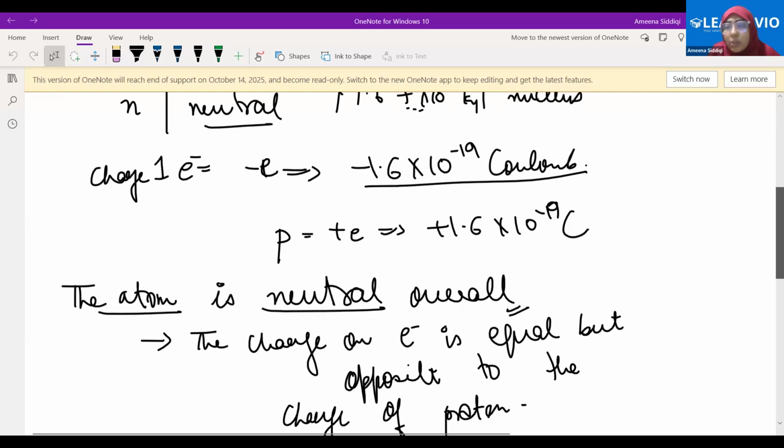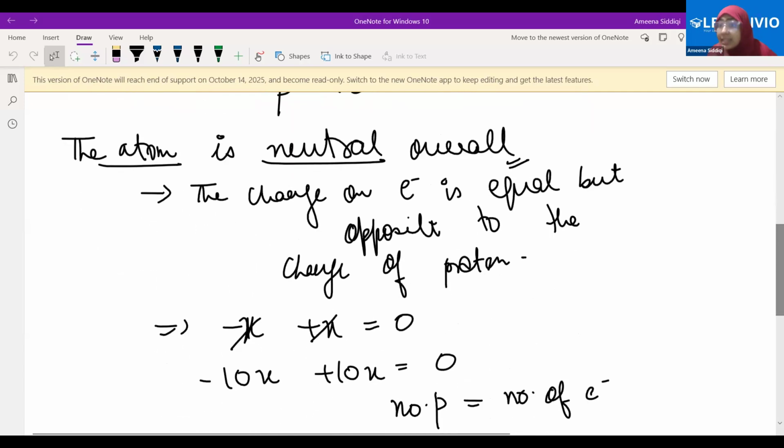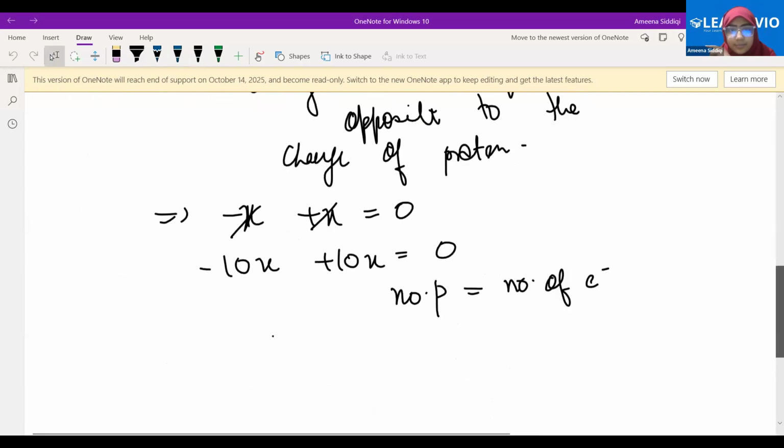The next part. The atom is overall neutral. It has different charges in the form of electrons and protons, but overall the atom is neutral. And why is that? The charge on one electron and one proton is equal but opposite. Therefore, if the atom is neutral, that indicates that the number of electrons in an atom should be equal to the number of protons in an atom. That is why it comes out overall as neutral. Fine.